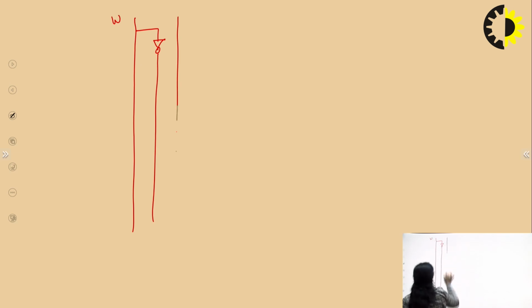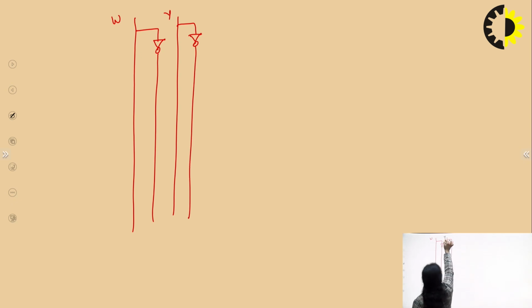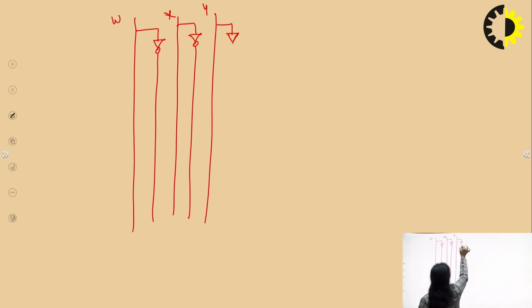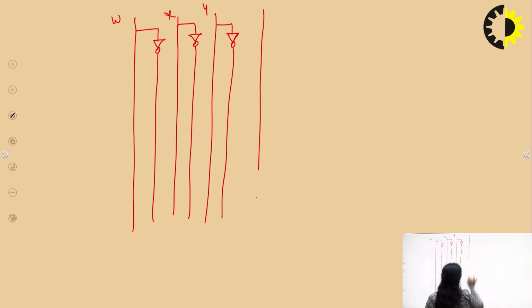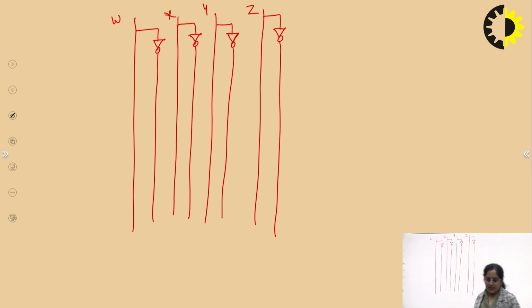W, then we have X, then we will have Y, and then we will have Z. Okay, W, X, Y, Z, and we have 4 outputs A, B, C, D. So in case of D, we have Z, so I can make it as D. In case of C, we have 2 AND operations and 1 OR operation.